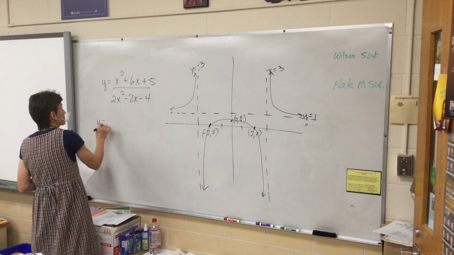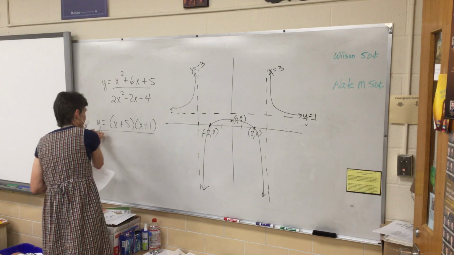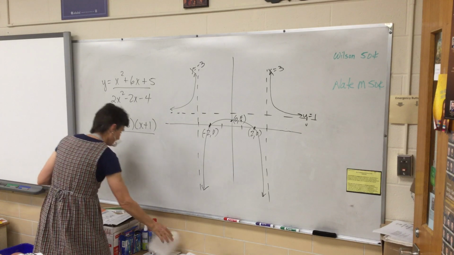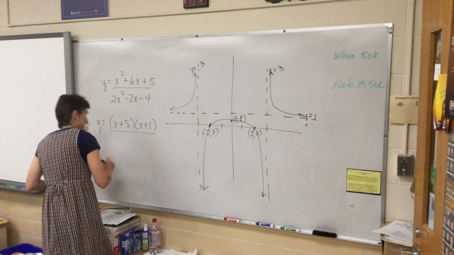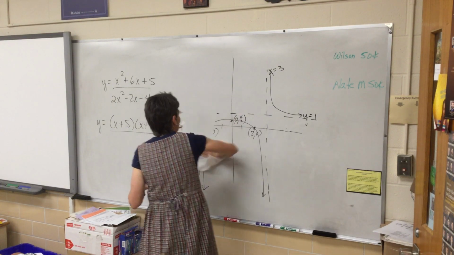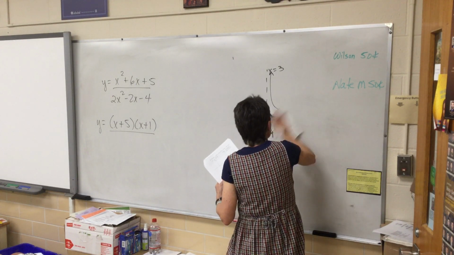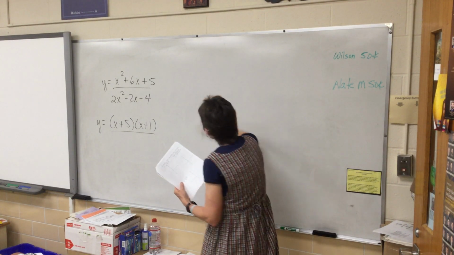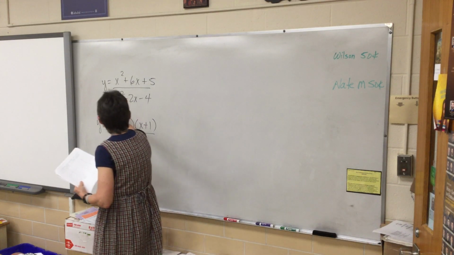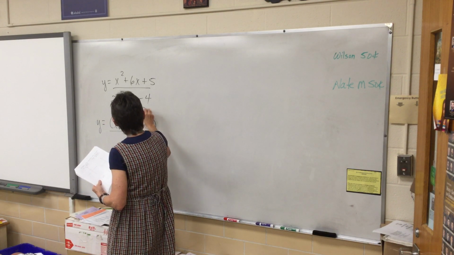Got to factor it all. So the top factors as x plus 5 times x plus 1. No matter how old you get, guys, no matter what math class you take, you never get away from factoring. Got to be able to factor. What about the bottom? Take a 2 out. Very good. It is always going to be easier if you get rid of your GCF. So I'm going to get rid of my GCF. I'll take a 2 out, and that leaves me with x squared minus x minus 2.